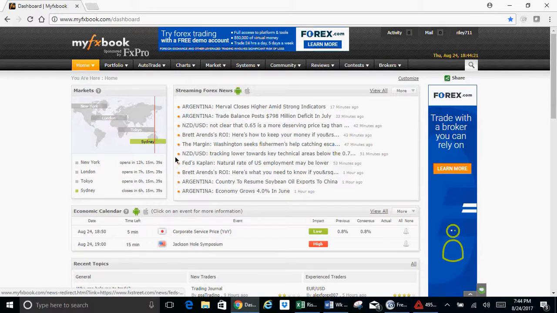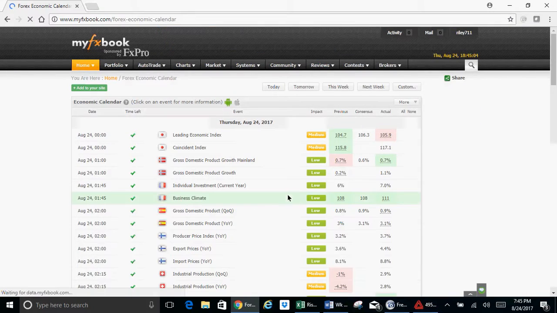The first thing I want to do is look at my FX book and check out the economic calendar. We see that the Sydney market is currently open right now and that Tokyo opens in 15 minutes. Right now, the only high impact report coming up is the U.S. Jackson Hole Symposium report. That's a high impact, but it doesn't have any numbers to go with it.